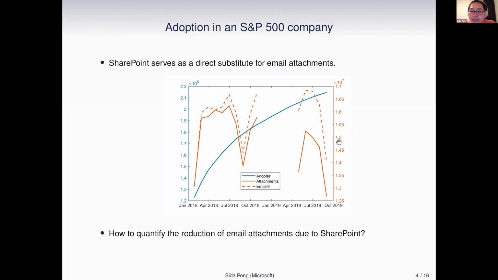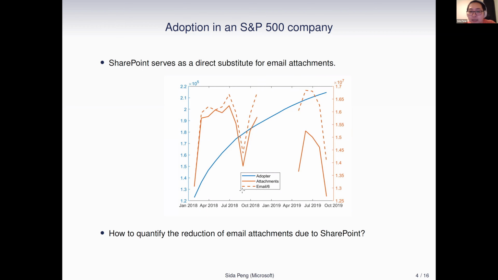And then on the right-hand side of the axis, this is measuring the number of email attachments. This is being measured by this solid red line here. So we have some data breach in the middle of the period, from October, I think November 2018 to May 2019. So due to the data breach, we do not observe what's happening in that period. But after the data has been restored, you can see there seems to be a decreasing trend in the number of email attachments.